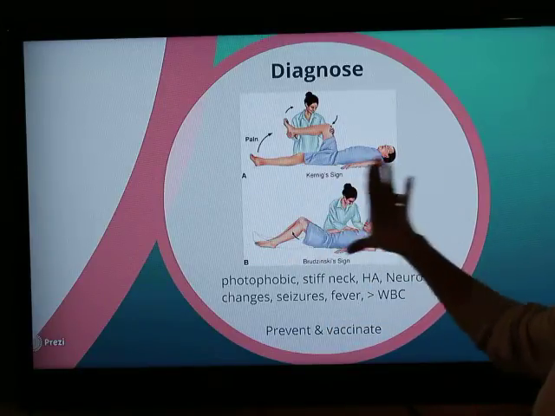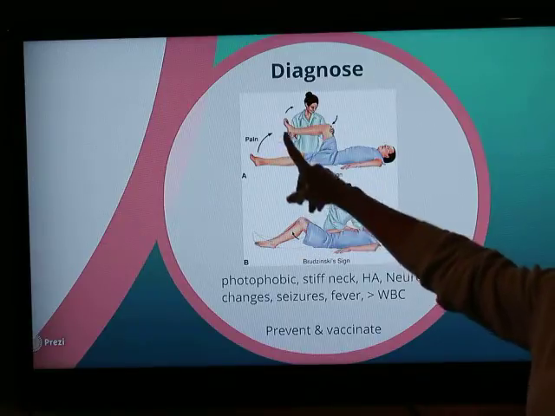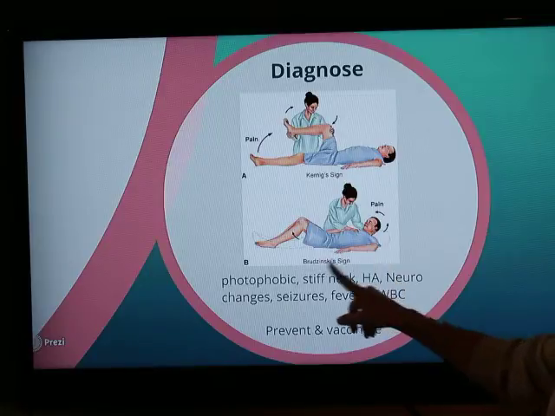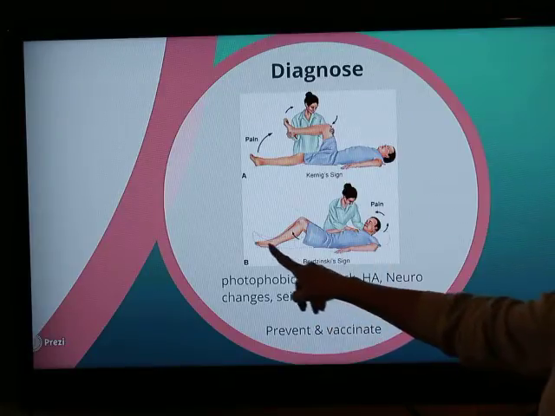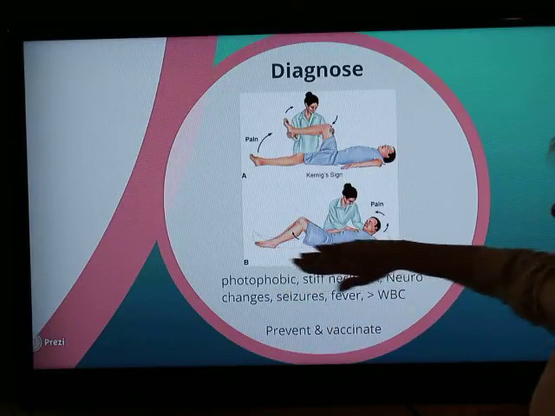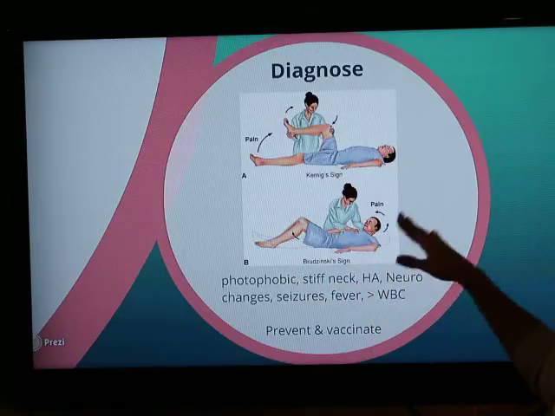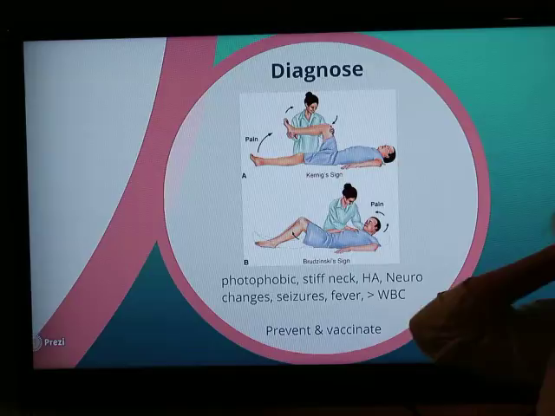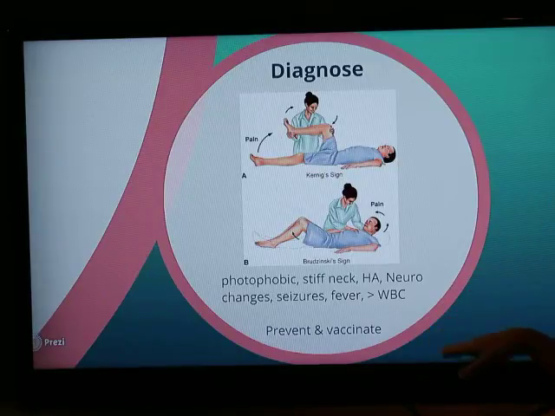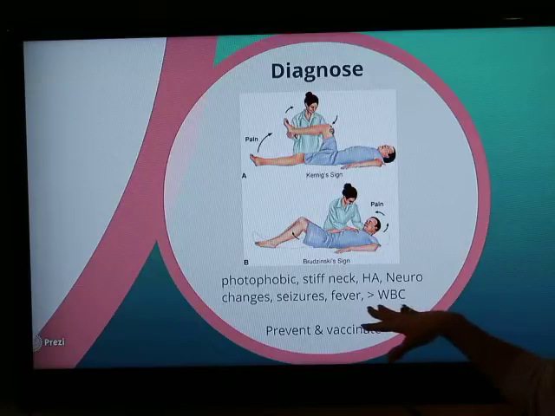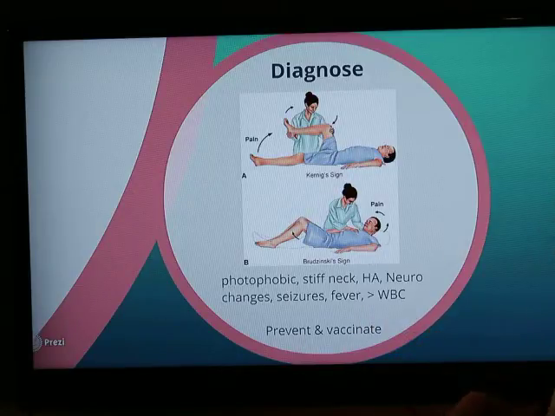But this is what you do for your patient. You have them lay flat, and in the Kernig sign, you just pull their leg up and straighten it out, and in the Brudzinski sign, you start them out flat, then you have them put their knees up and then bring their head forward, and that'll also cause some pain. That's a really good indication your patient has meningitis. And then in combination with, are they starting to have fevers, high white blood cells, things like that, now you're really starting to suspect. Then you got to figure out what kind it is.